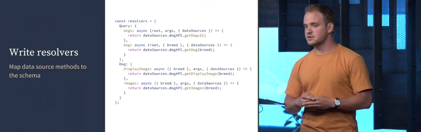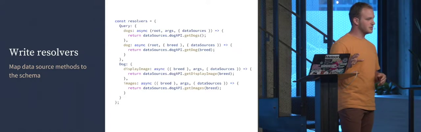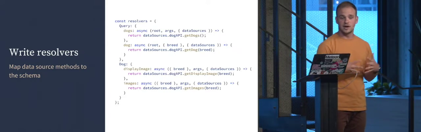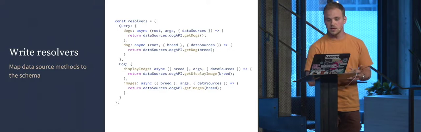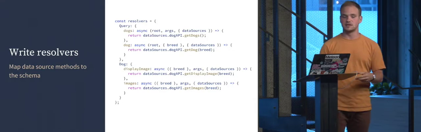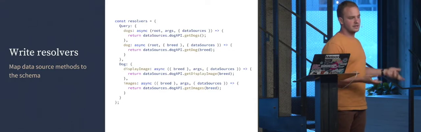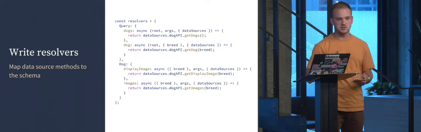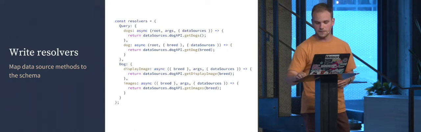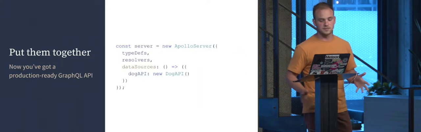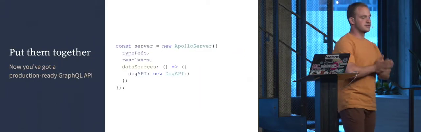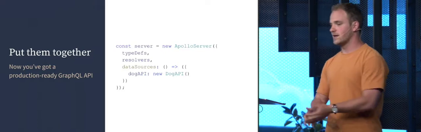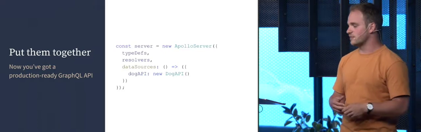Then you take those data sources that you implemented and the schema that you designed, and you wire them together using resolver functions. And you basically just implement a resolver function for every field in your API that needs a data source to talk to. And it's quite simple. It's just a little bit of a glue layer. And then you're basically done. You call the Apollo Server constructor, you put all that stuff in there, and you've got a production-ready GraphQL API.